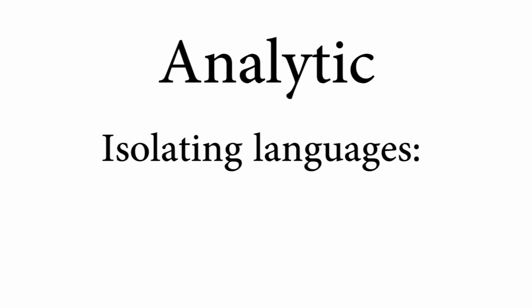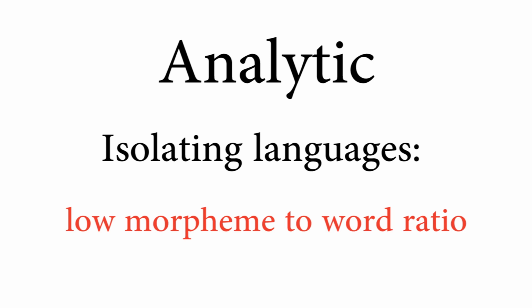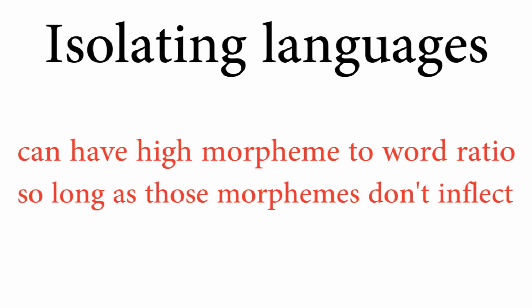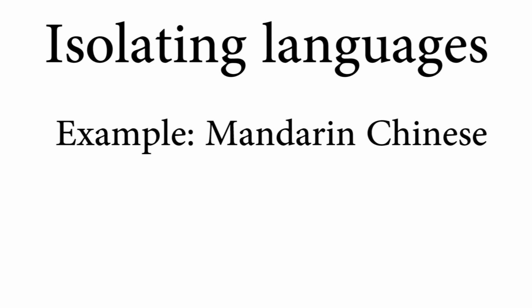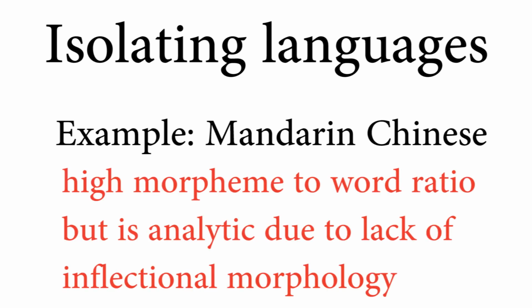Within the category of analytic morphology, we find isolating languages. Isolating languages are languages with a low morpheme-to-word ratio. In the most extreme case, each word contains only one morpheme. However, a language can be analytic even with a high morpheme-to-word ratio, so long as those morphemes are not inflectional. For example, Mandarin Chinese has many compound words, giving it a moderately high ratio of morphemes per word. But since it has almost no inflectional morphemes at all to convey grammatical relationships, it is a very analytic language.